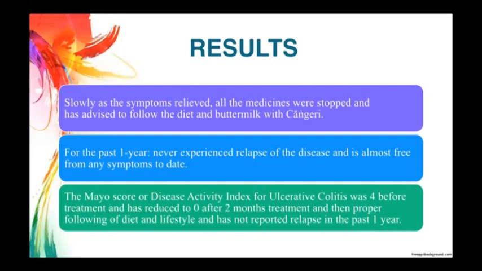Coming to the results, the patient has been relieved of all signs and symptoms by about 3 to 3.5 months of treatment. The medicines were discontinued, and we have advised him to continue the buttermilk changiri drink daily. For the past 1 year, the patient has never experienced relapse of the disease and is almost free from any symptoms to date. The Mayo score, or disease activity index for ulcerative colitis, was 4 before treatment and has reduced to 0 after 3 months of treatment, and then with proper following of diet and lifestyle, he has not reported relapse in the past 1 year.